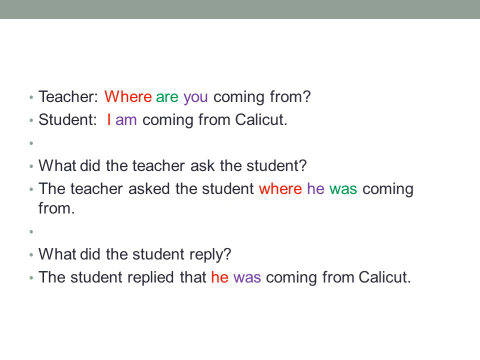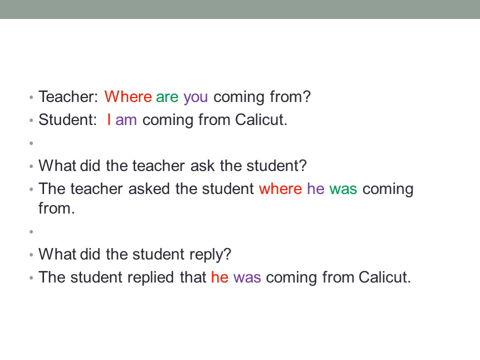The auxiliary in the question was are, and it changed as was. According to the structure, are becomes were. But we can't use were with the subject he. So instead of using were, we used was. So please look at the answer again. The teacher asked the student where he was coming from.